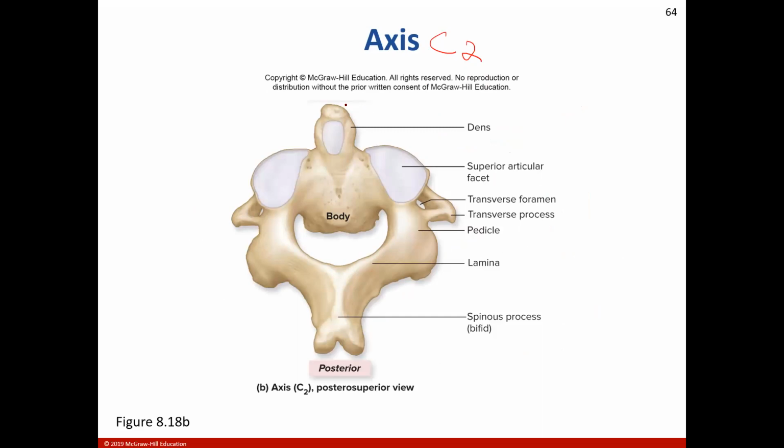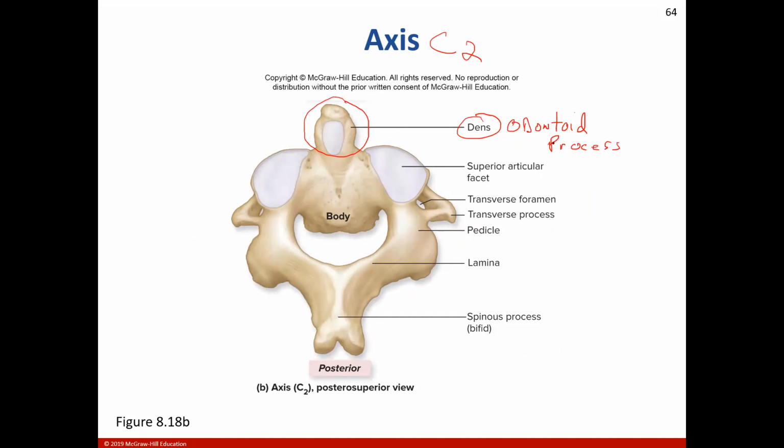Now the thing that stands out the most is this anterior superior process called the dens, sometimes called the odontoid process. Odontoid. So let's see what it says in your book. Same thing though. Only seen in C2.